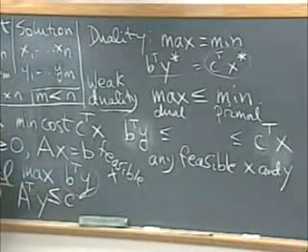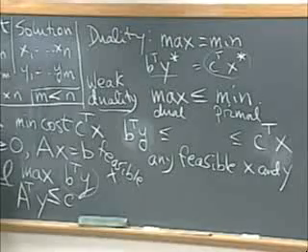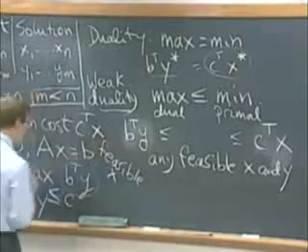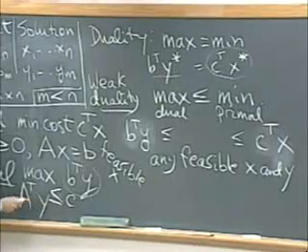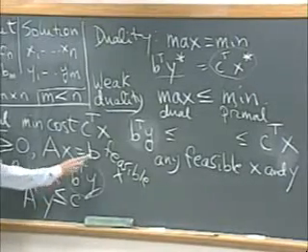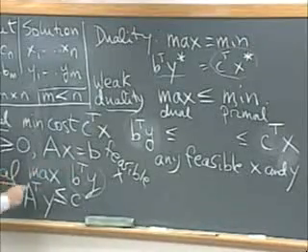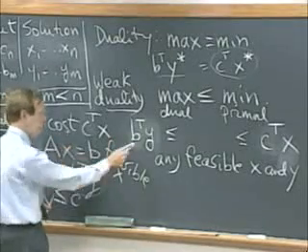Any feasible x and y. This will work. Okay? Can we just take that step? Let's see. If y is feasible, then, let's see. Ax is b, right? If x is feasible, Ax is b, right? So I know that. So now I'm going to connect those problems.